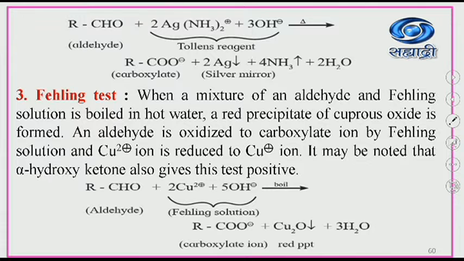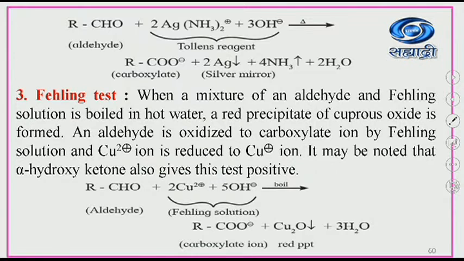After that, next test, that is the Fehling test. When a mixture of an aldehyde and Fehling solution is boiled in hot water, a red precipitate of cuprous oxide is formed. An aldehyde is oxidized to carboxylate ion by Fehling solution, and copper 2+ ion is reduced to copper+ ion. It may be noted that alpha hydroxy ketone also gives this test positive.